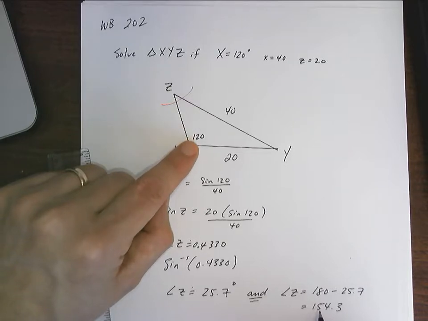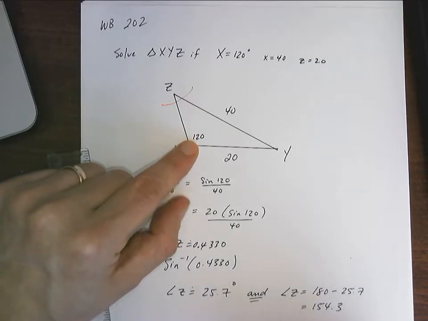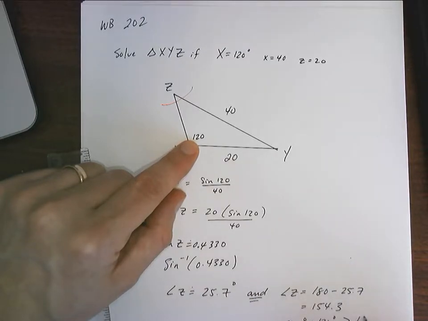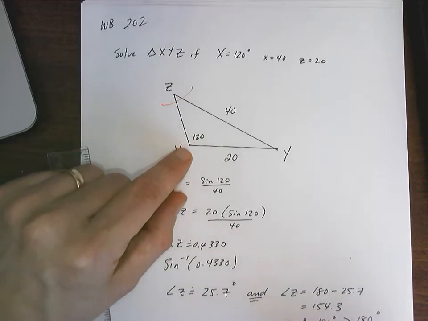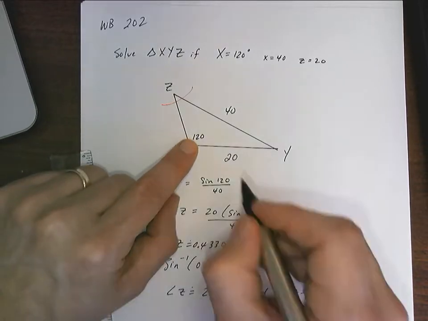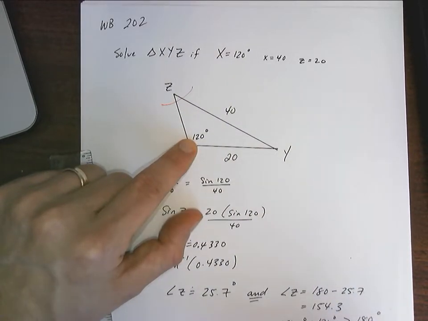154 plus 120? Yeah, way too much. So 154.3 degrees plus 120 degrees is way over 180 degrees. Therefore, this angle and this angle cannot be in the same triangle. Only one triangle is possible.